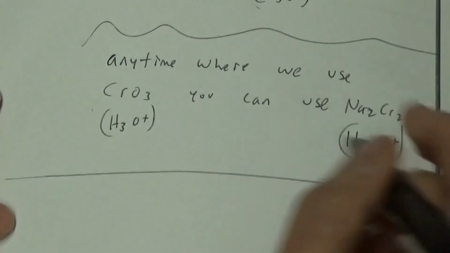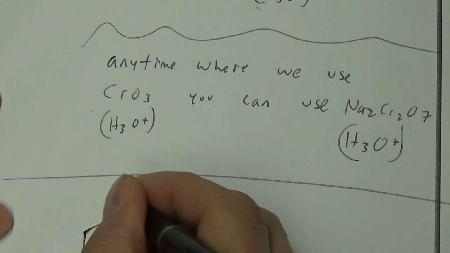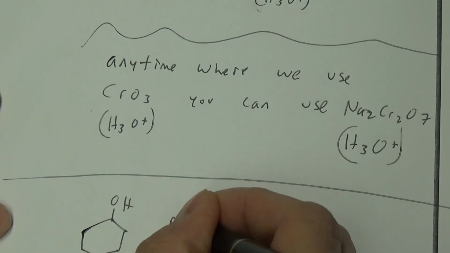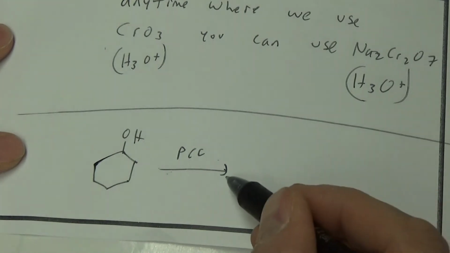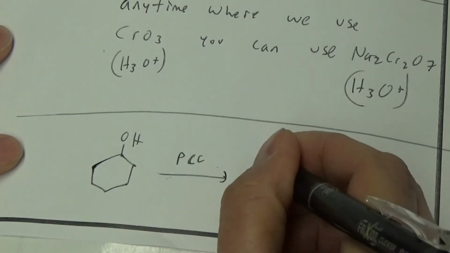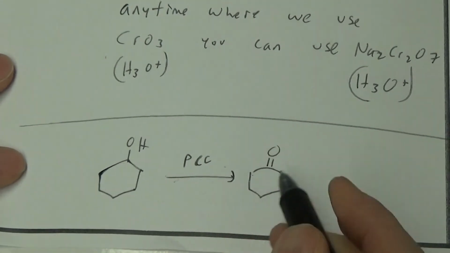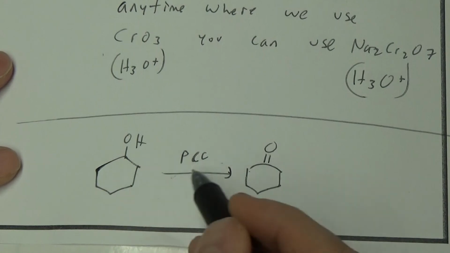Maybe I'll just show one example, a real example. Okay. PCC. What's the product? PCC would make a ketone. Okay. We'll show a bunch more examples next time, but this is just an example of PCC oxidizing a real molecule. All right.